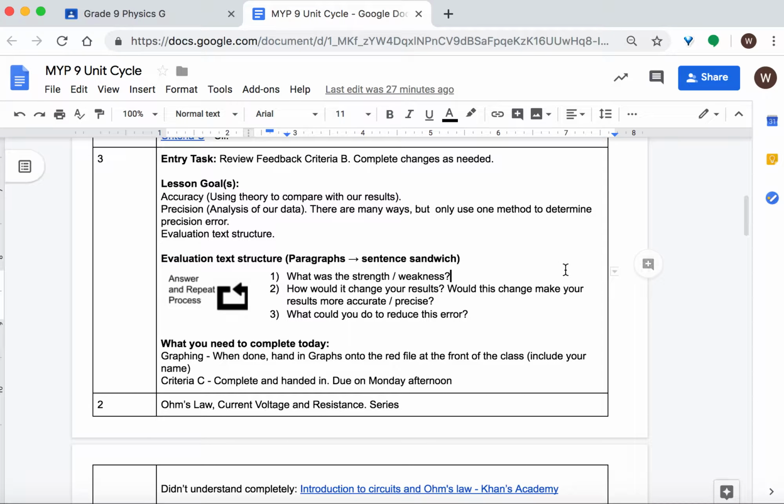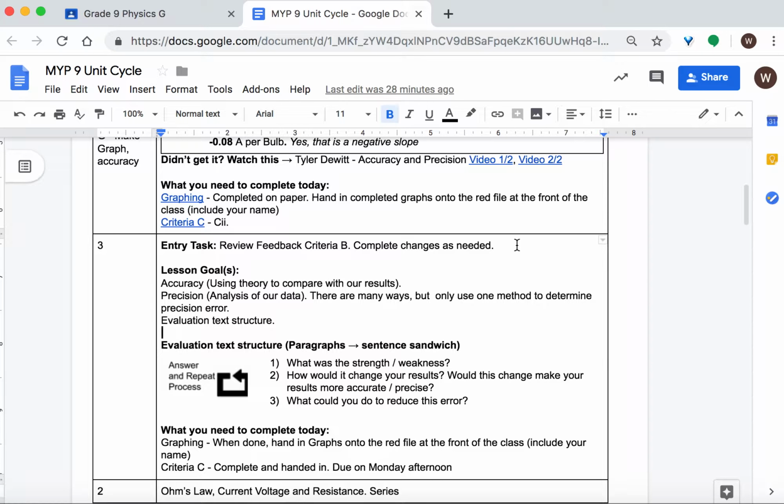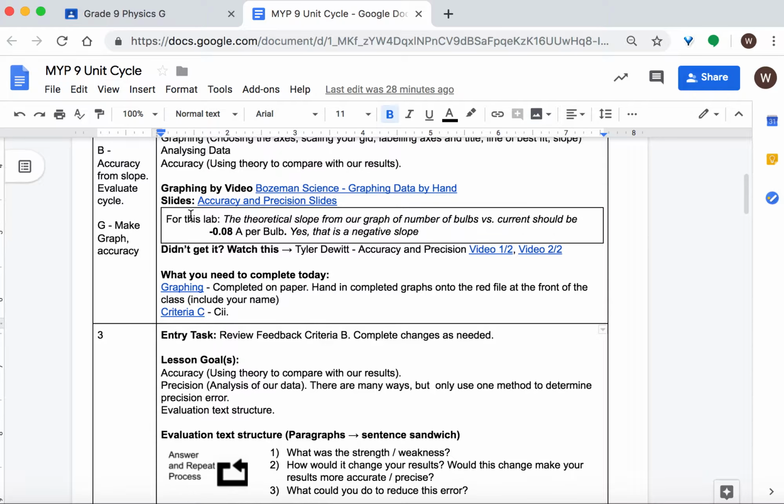Yesterday, you made the graph and the line of best fit, and you found your slope from that graph. Now, it's time for you to go one step further. You're going to take that slope and compare it against the theoretical, perfect slope. I'm giving you that the slope should have been negative 0.08. So that means a slope going like this, not a slope going like this.